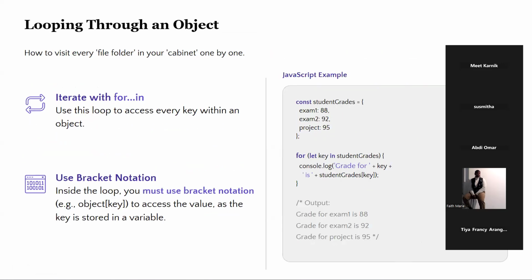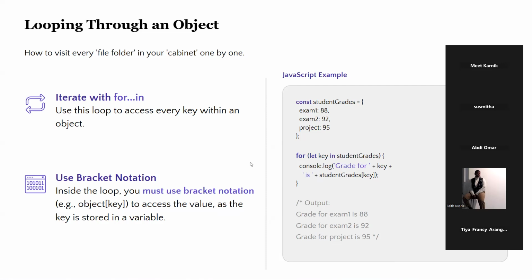Okay, so now let's take a look at how to loop through an object. When we want to visit every key inside an object one by one, a very common approach would be the for in loop. This for in loop goes through each key in the object. So in this example, it would go through the student grades project object, and it will go through the keys exam one, exam two, and then project.